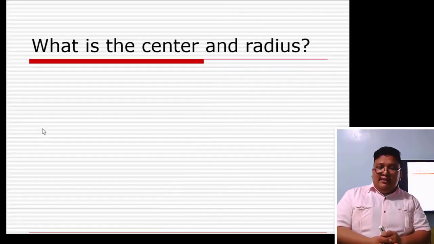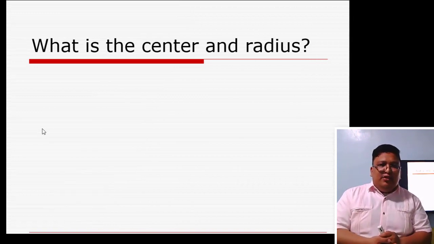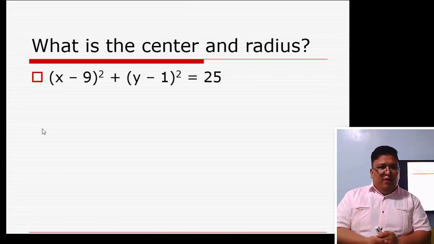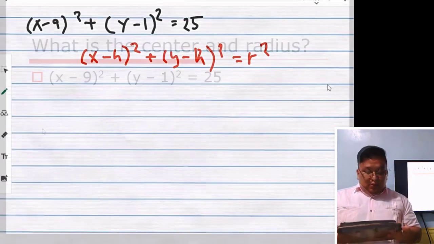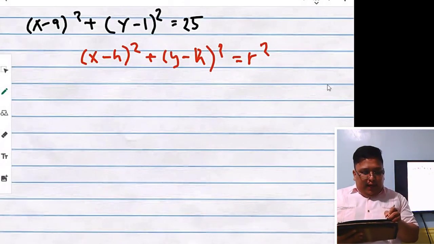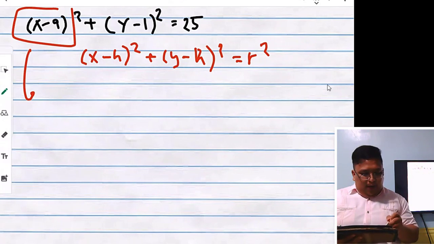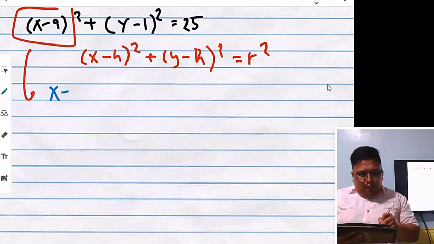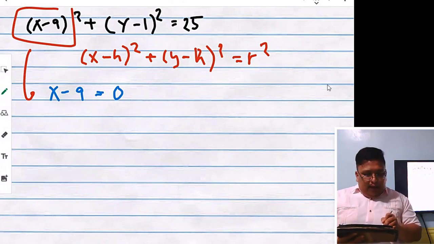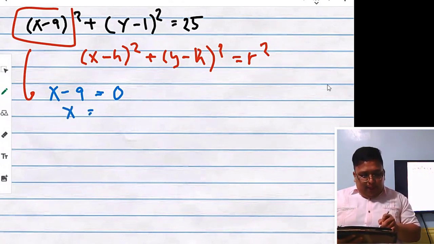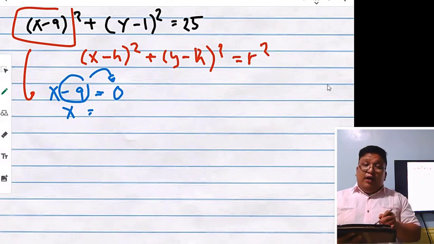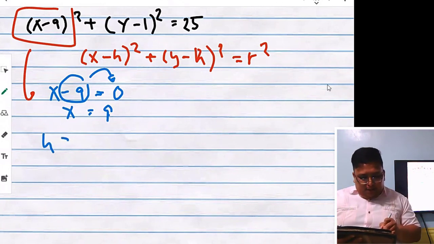Let's start from the easiest. What is the center and the radius of the given equation? From here, we're just going to take x minus 9 first in order to find our h. Okay? So we have now x minus 9 equated to 0 so that it will be very easy for you to find what is our h. X is equal to transpose negative 9 to the other part of the equation. That will be x is equal to 9. So our h now is equal to 9.